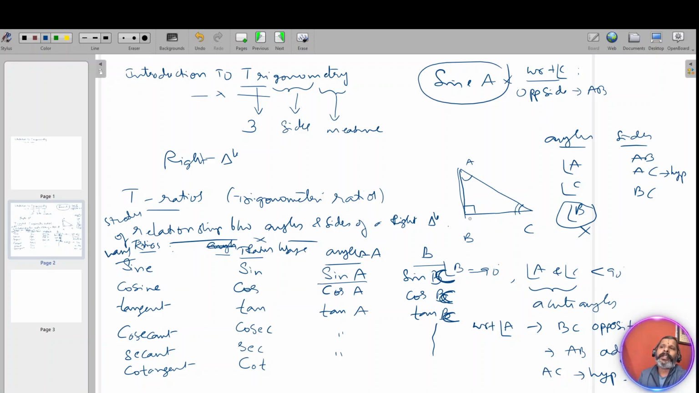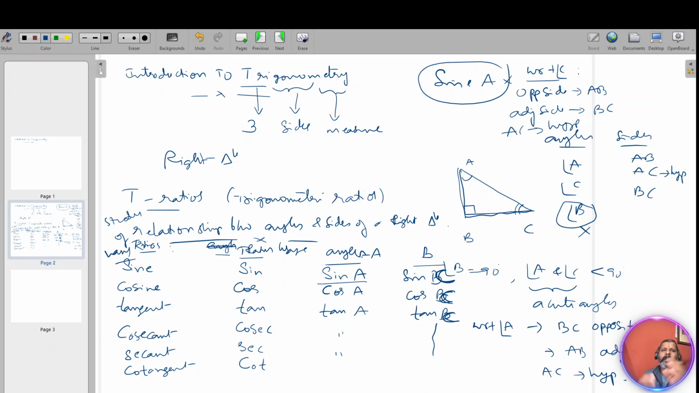What is our ABC? BC is adjacent to C. Why not AC is adjacent? Yes, AC is also adjacent, but since AC is the hypotenuse, we don't say it as adjacent. So, adjacent side for C is BC. As usual, AC is always the hypotenuse. Okay, is it clear? With respect to an angle, which is adjacent, which is opposite, we have to know that.